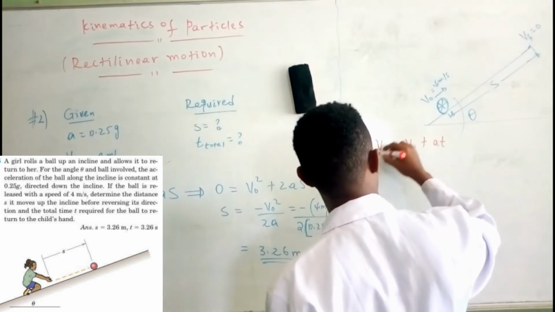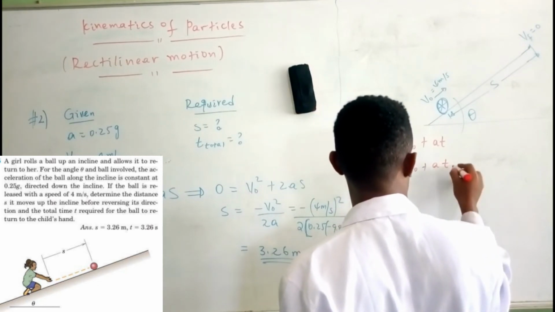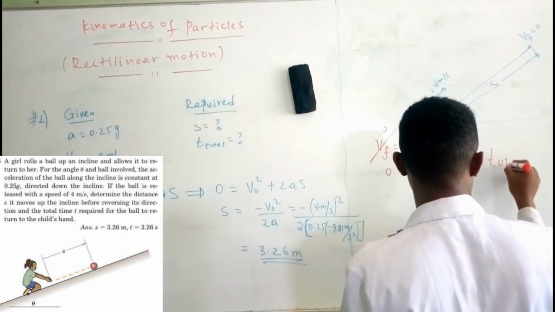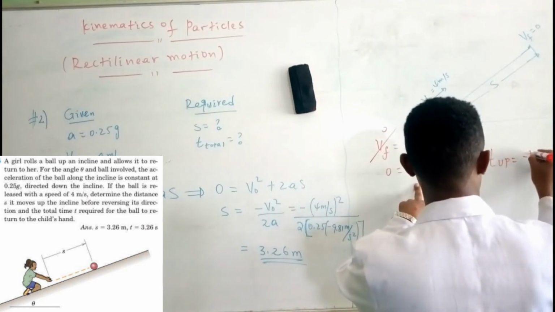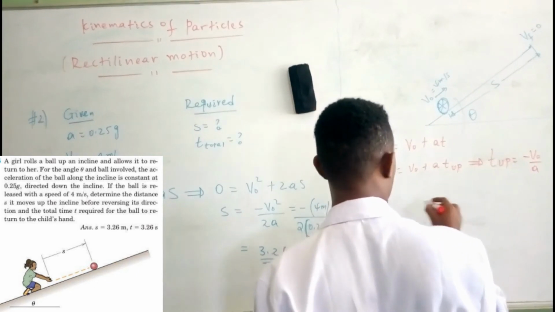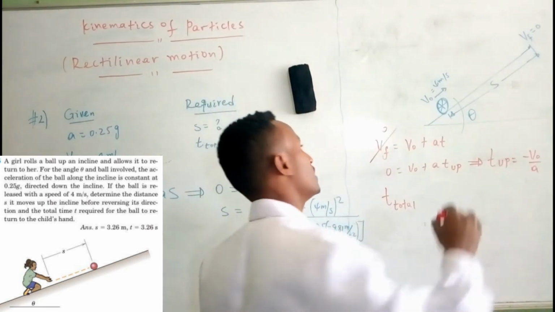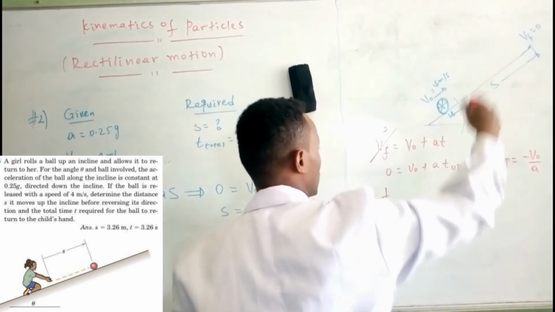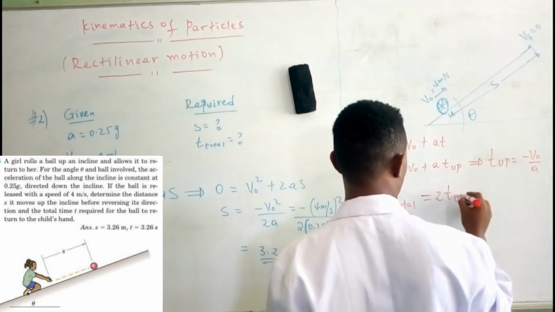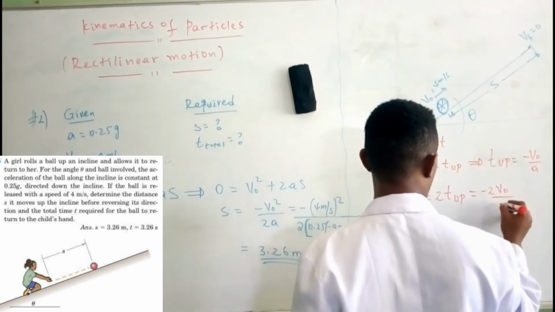So velocity final becomes 0. So 0 equals V naught plus A T up, where T up is the upward time. From this we can solve for T up equals minus V naught over A. Then T total is twice of T up, two times T up. That is minus 2 V naught over A.